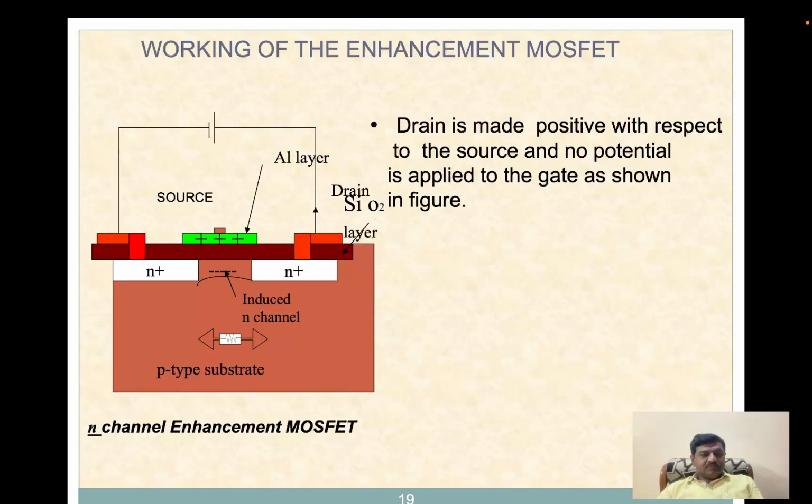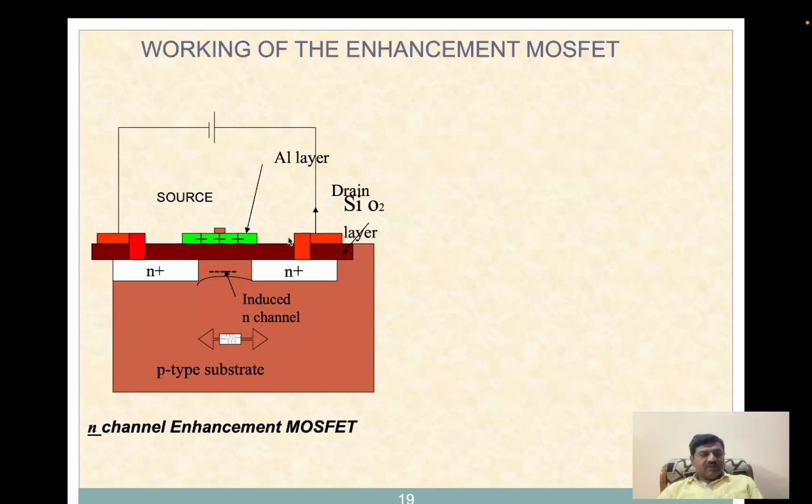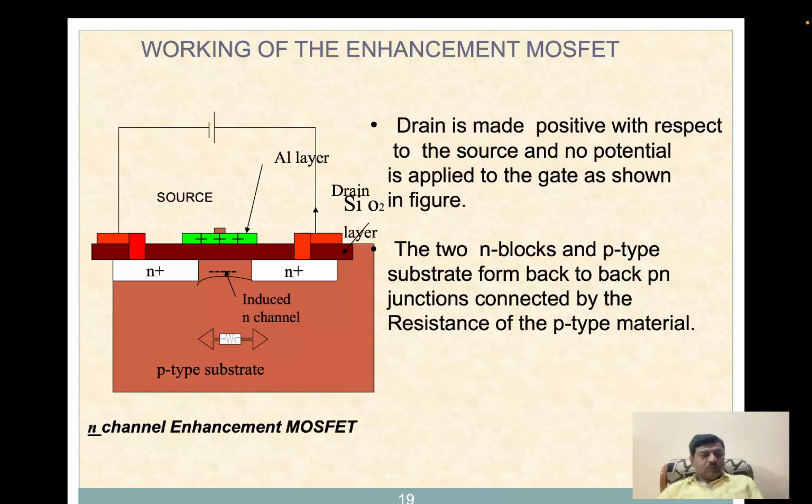Here, coming to the working of the enhancement MOSFET, the drain is more positive. You can see in the diagram, the drain is made positive with respect to the source, and no potential is applied to the gate, as shown in the figure. The two N blocks which you are seeing on the P-type substrate will form two junctions.